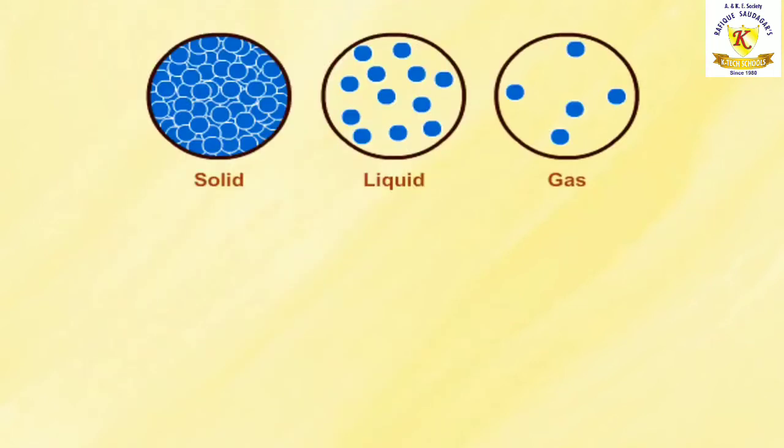Understood, children? Now see, we have one more presentation here where we have these three pictures. The first one is solid, where the particles are very close to each other, and in liquid they are a little far, whereas in gases they are very far from each other.